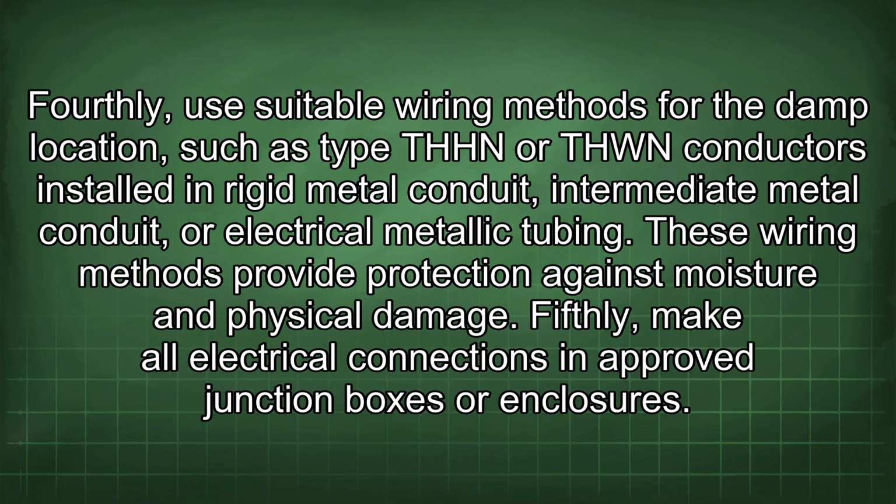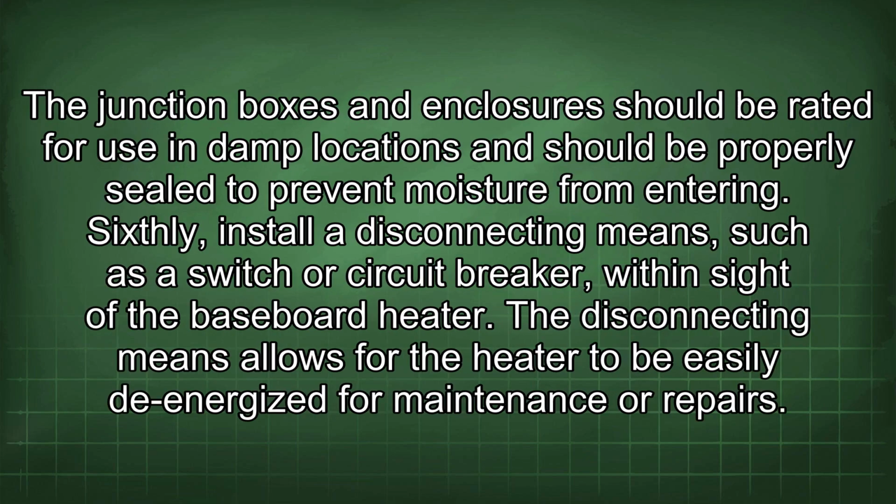Fifthly, make all electrical connections in approved junction boxes or enclosures. The junction boxes and enclosures should be rated for use in damp locations and should be properly sealed to prevent moisture from entering. Sixthly, install a disconnecting means, such as a switch or circuit breaker, within sight of the baseboard heater. The disconnecting means allows for the heater to be easily de-energized for maintenance or repairs.